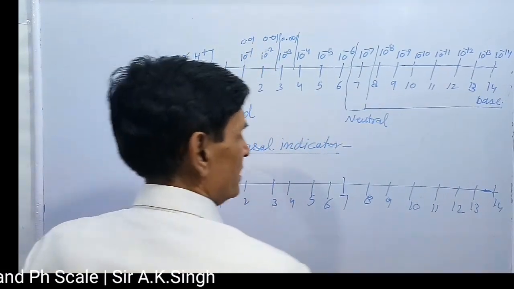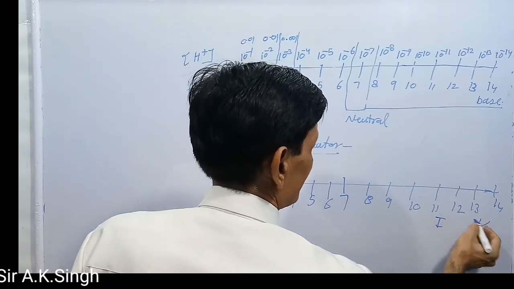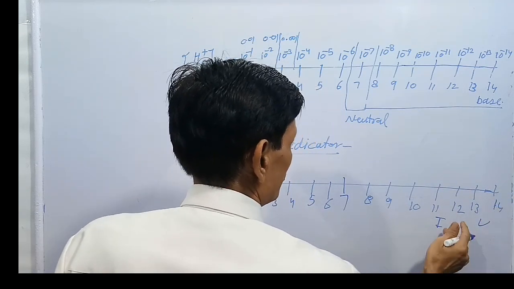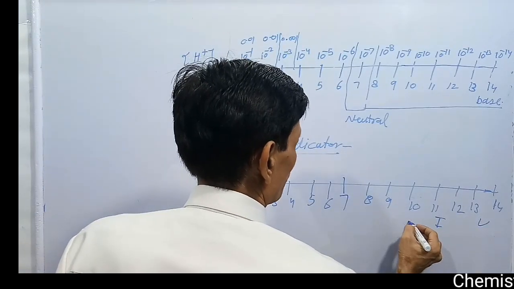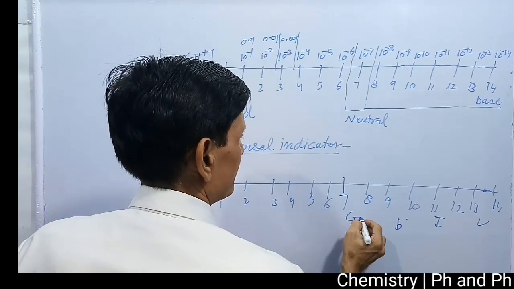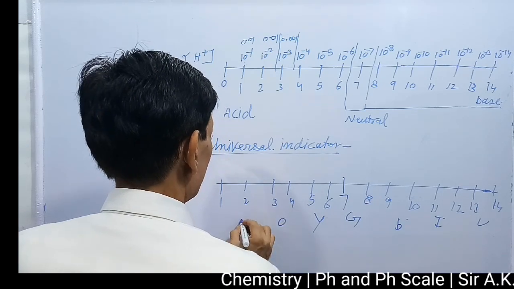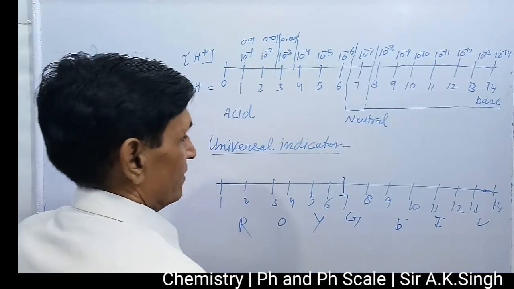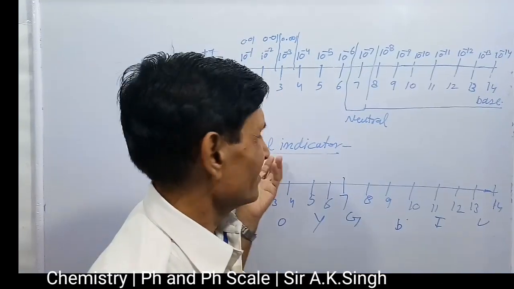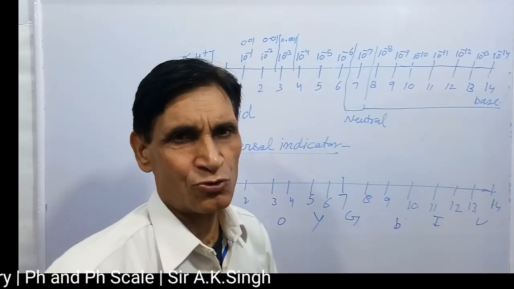Different colors: here violet color, up to this one, and then indigo in this range, blue in this range, then green, yellow, orange, red. Then that universal indicator gives some approximate value of pH also.